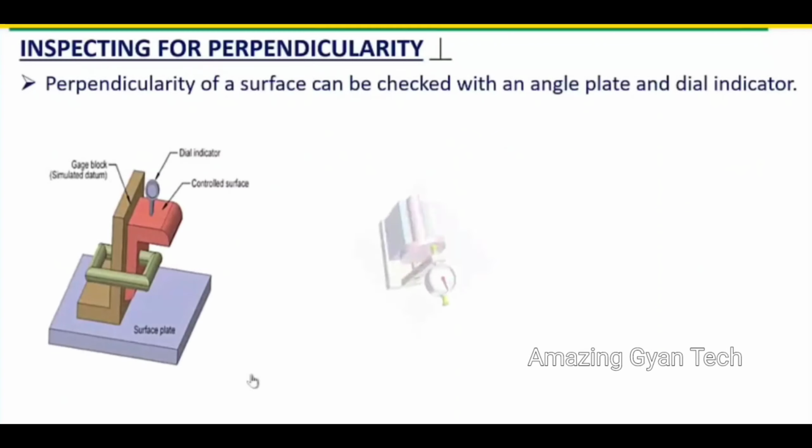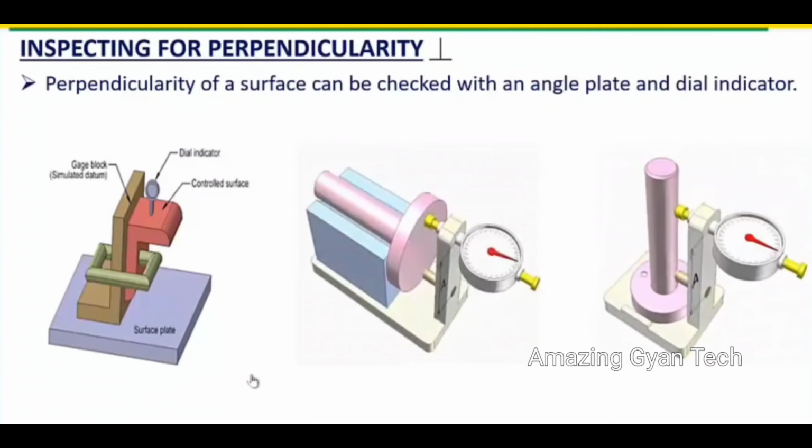Now how are we going to measure perpendicularity? Perpendicularity of a surface can be checked with an angle plate and a dial indicator. We will use an angle plate to clamp the component which we are going to test, and this angle plate set will be kept on the surface table, and then we will use a dial gauge on the surface which we are going to measure, and based on the readings provided from the dial indicator, we can find out the values. I will show you a few clips now so that you can understand how the perpendicularity can be measured.